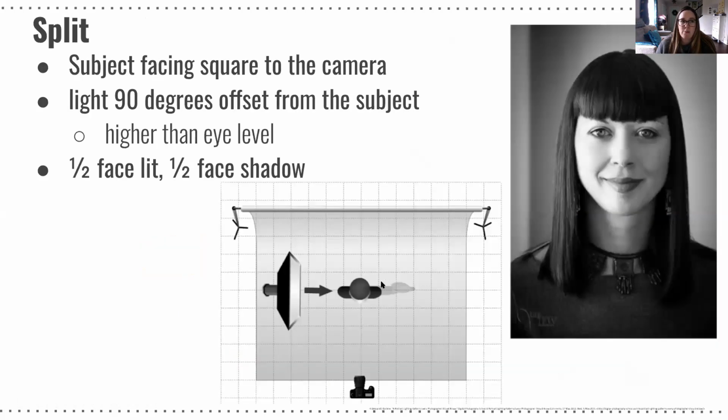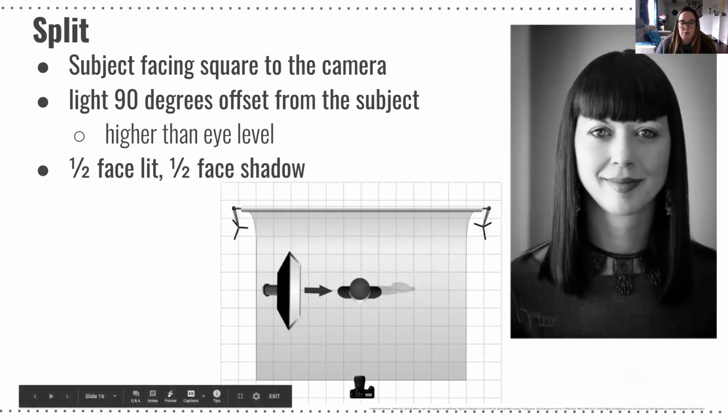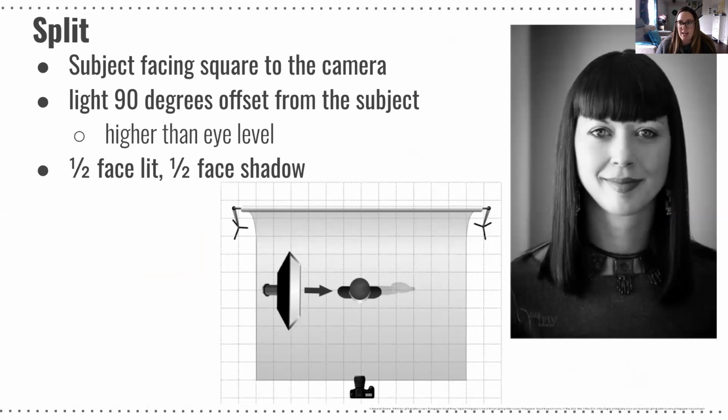Next we have split. Notice we have the camera here facing the subject, and the light source is coming straight from one side. So then we have a shadow on one side, and it really is split right down the middle. Half in light, half out. So half the face lit, half the face in shadow, and it should be about 90 degrees off the subject, and usually a little higher than eye level. So this is one of the setups that you will be asked to do at home.